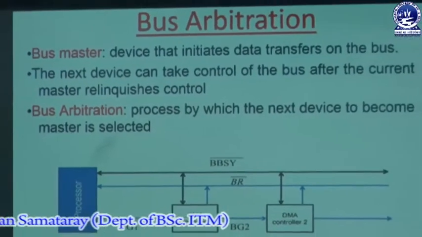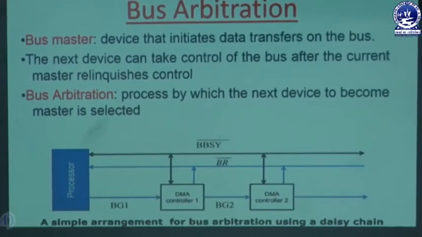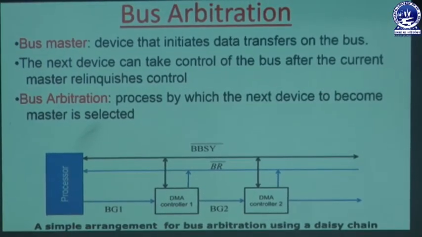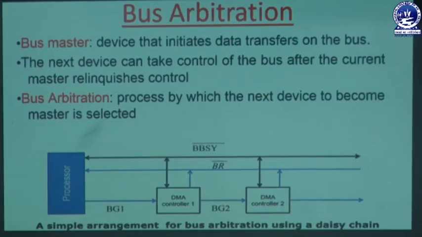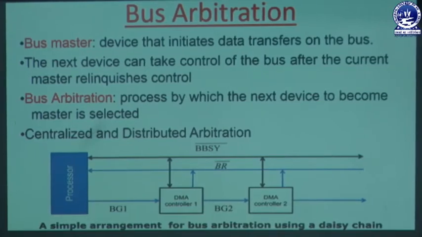So bus arbitration is a process by which the next device to become master is selected. Okay, as one device cannot hold the bus for the maximum amount of time, it has to release the bus so that another device can get access to it. So in that scenario, there must be a technique to decide which device will become the next bus master when the bus is released by one bus master. That is decided by the process called bus arbitration. Basically, bus arbitration is of two types: one is centralized and the other is distributed arbitration.